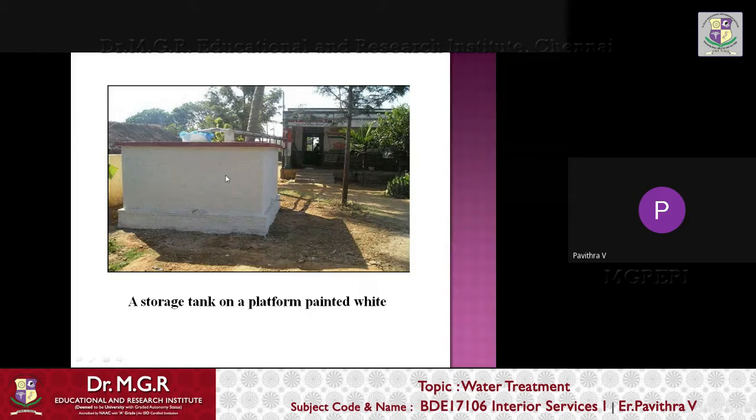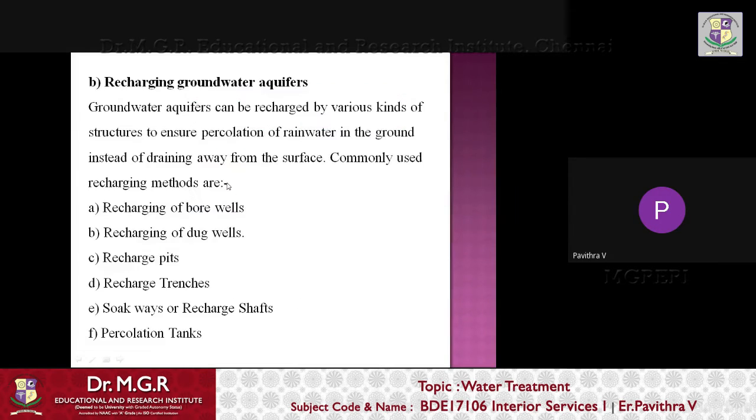And there are other ways in which we can store it underground also. What are the different ways we will see. These also will have diagrams. By means of diagrams, I will explain to you guys in a very simple way. So, recharging groundwater aquifers.